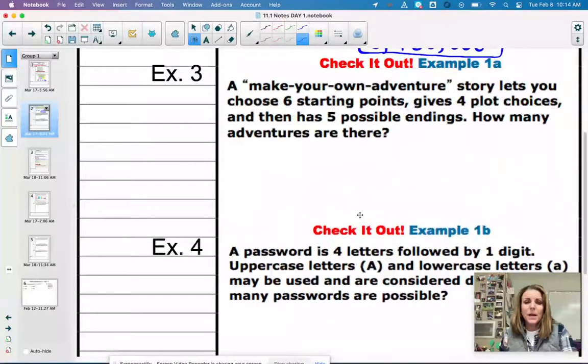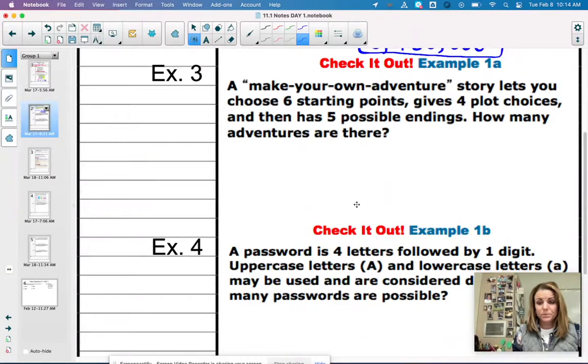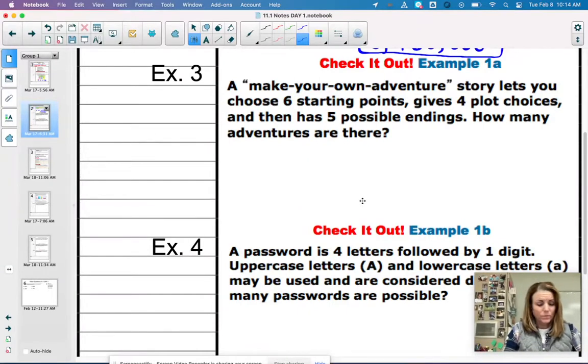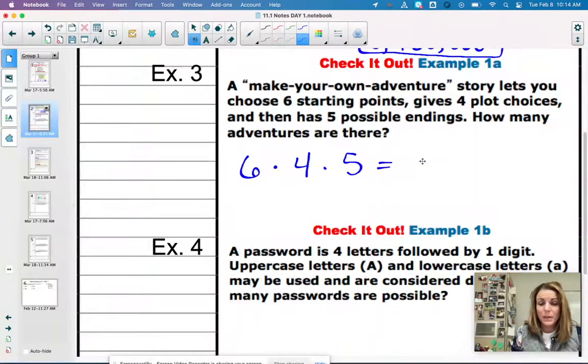Example 3. A make your own adventure story lets you choose 6 starting points, gives 4 plot choices, and then has 5 possible endings. How many adventures are there? Well, we have 6 starting points, 4 plot choices, and 5 possible endings. So how many adventures are there? 6 times 4 times 5 is 120.